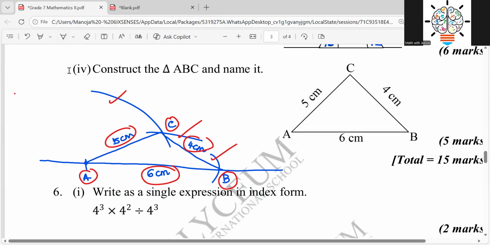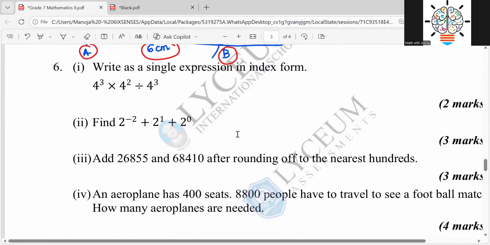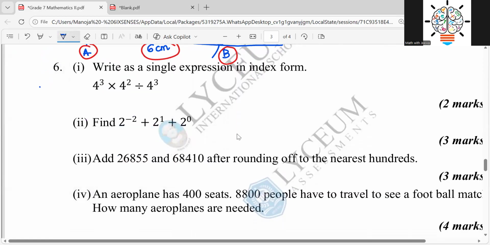In question number 6, children, you want to do something here. You can see the same base value. If you have the same base value, you write it here, and the powers 3 and 2 you can add. Why? Because here you have the multiplication. If you have the same base value and you have the multiplication, you can add the indices. Then you can subtract it.